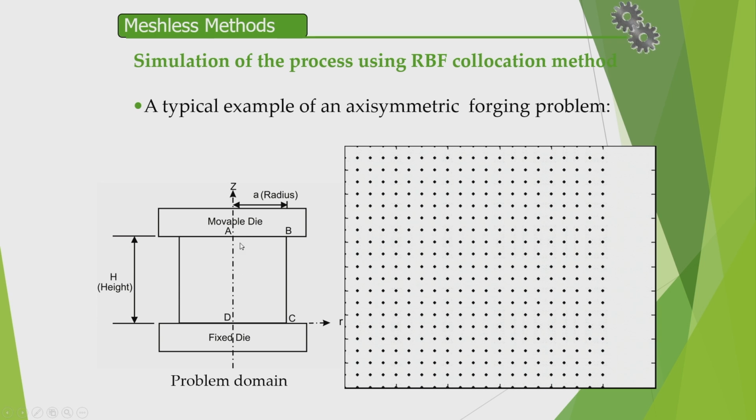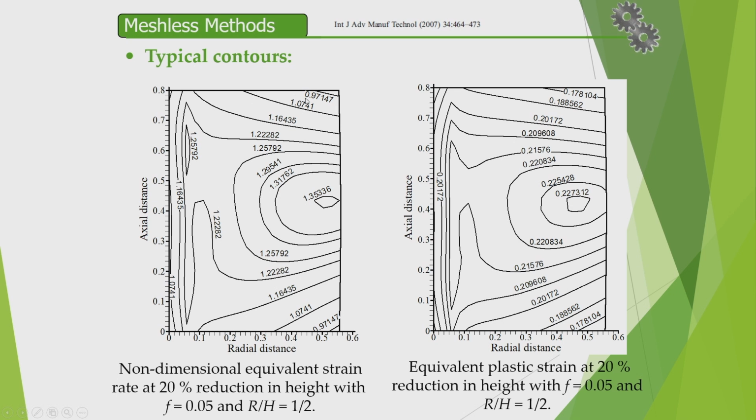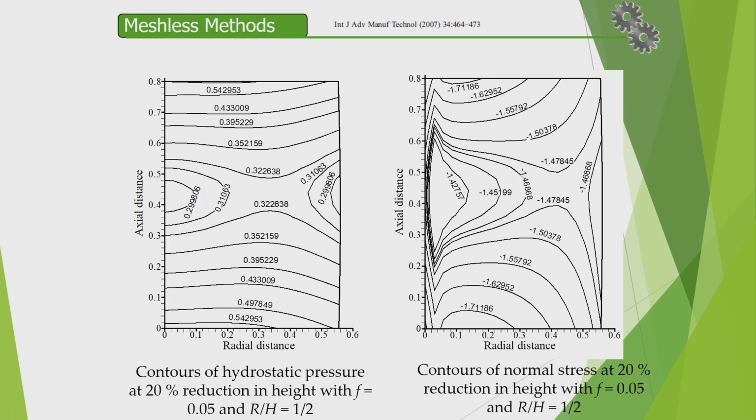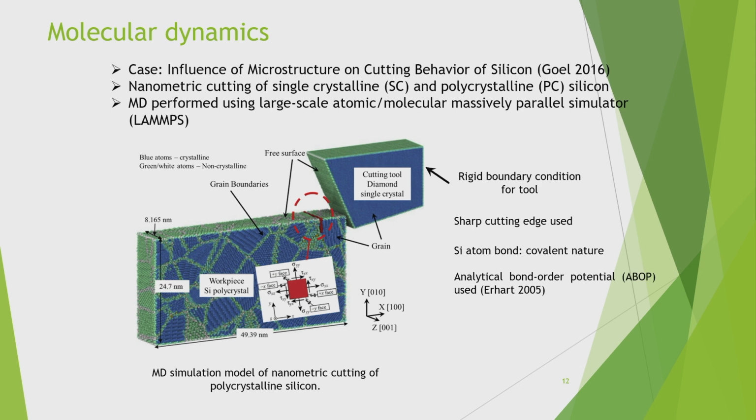There is a fixed die, there is a movable die, and it is upsetting, and then finally we obtain the contours of strain rate, and here also we obtain the contours of the strain. Then we obtain the contours of hydrostatic pressure, then the contours of normal stress at 20% reduction. But this process also took a lot of time. So although we published one paper, this work could not be progressed much because of a lot of difficulties during the process.